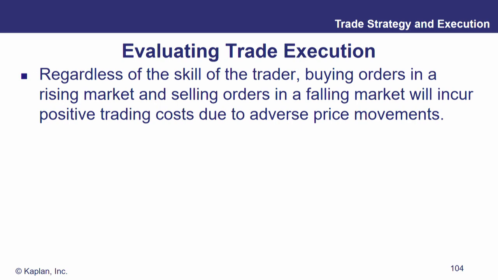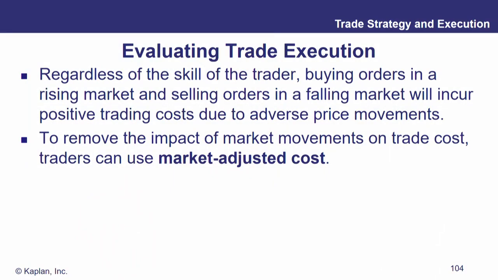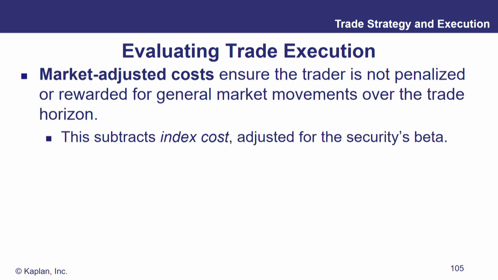Regardless of the skill of the trader, we now have to make this more realistic. Buying orders in a rising market or selling orders in a falling market will incur positive trading cost due to adverse price movements. So what does this mean? We've got to take the market effects out to get a true representation of whether this trade actually added value or not. So we have to remove this market movement from trade cost, and we do that by using market adjusted cost. It subtracts the index cost, adjusted with the security's beta. We want to ensure everyone is properly allocated the success or failure they earned, so the trader is not penalized or rewarded for general market movements over the trade horizon, something they had nothing to do with.